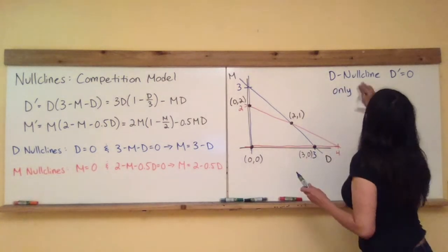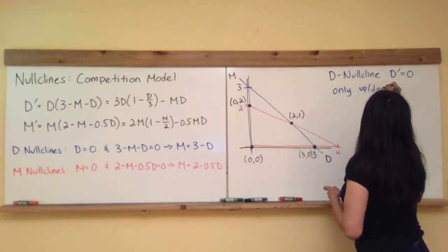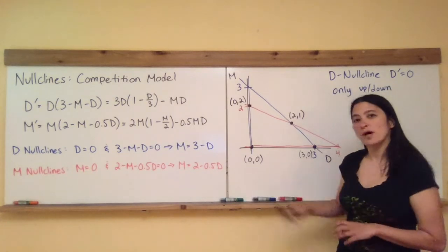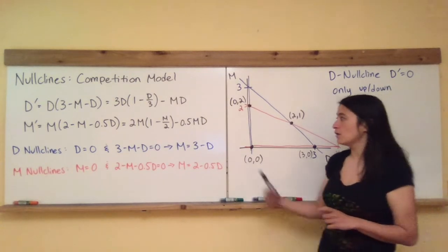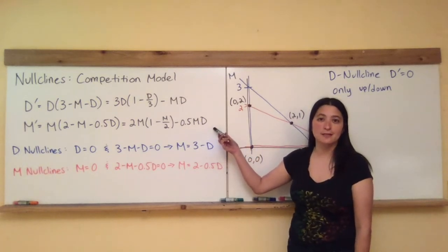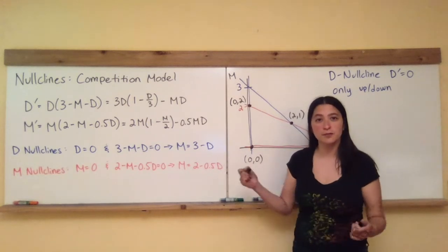Let's just write that out so there's not too many arrows. Only up and down behavior is going to occur on the D nullcline. Whether it's up or down is going to depend on the sign of M prime, because this is the thing that still is not equal to 0 on the nullcline for that. Okay, so we're going to do them one at a time.